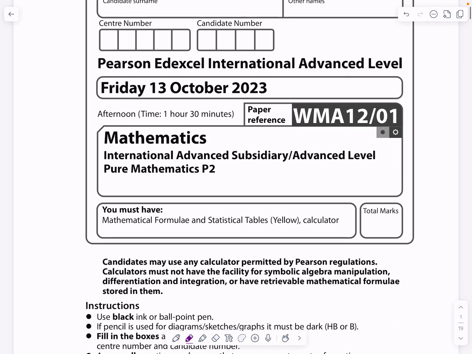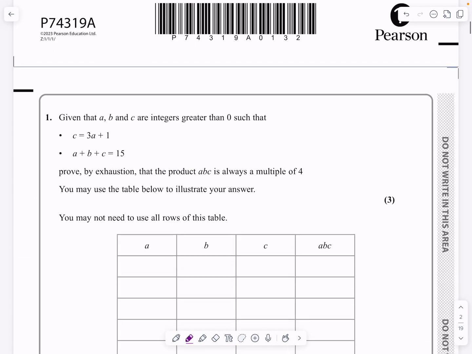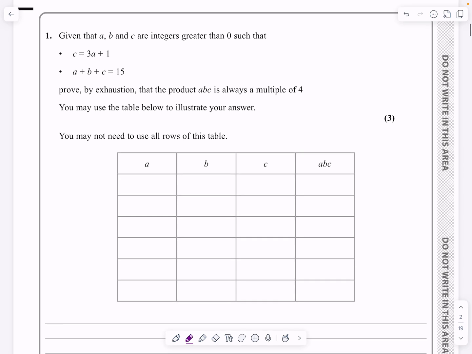Okay, this is the P2 paper from October 2023. This is question number 1, and this is an algebraic methods question. It's actually a proof question, proof by exhaustion. Let's have a look and see what we've got to do with this question then.